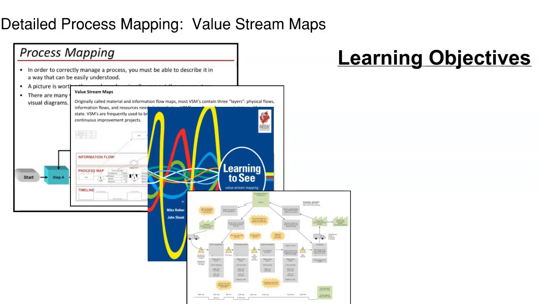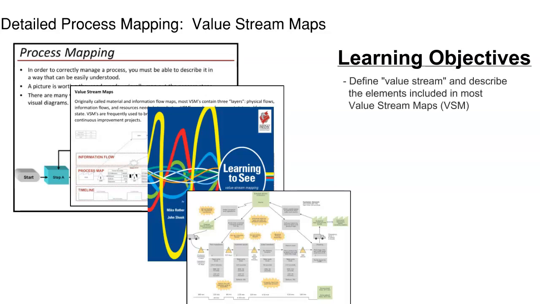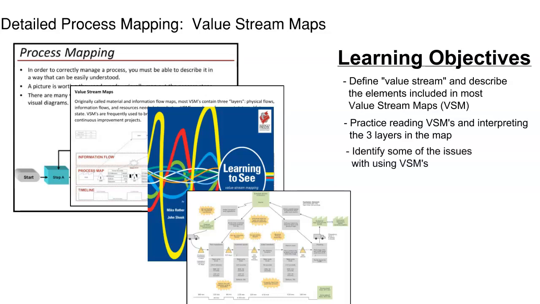to be to define what is a value stream, to take a look at the elements that make up any value stream map and the layering that is associated with the value stream map. We'll practice reading and interpreting what is contained inside a value stream map, and then we'll spend a little bit of time taking a look at some of the problems with using value stream maps in process improvement projects.